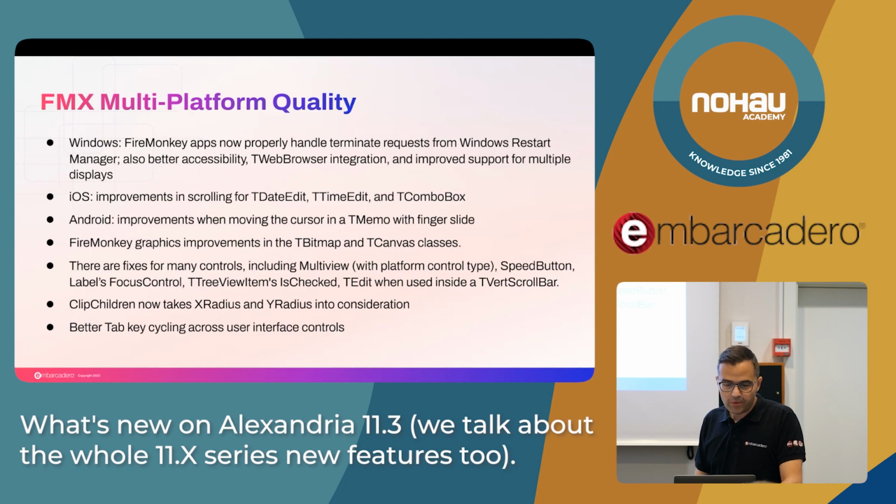FMX, multiple platform quality improvements as well. I'm not going to go through all of them either, but pretty much improvements when you're scrolling and how the bitmap is shown. Also with checkboxes. One that I really like, in case you use X radius and Y radius, when you clip children, now it respects the rounded edges. If you have any nested components inside, that's very nice. And better tab key cycling across the user interface in FireMonkey, which wasn't working in all scenarios.